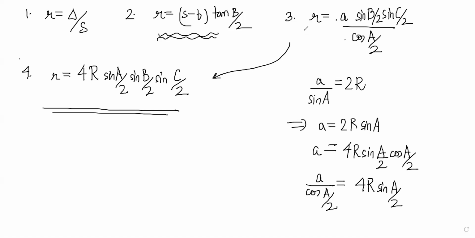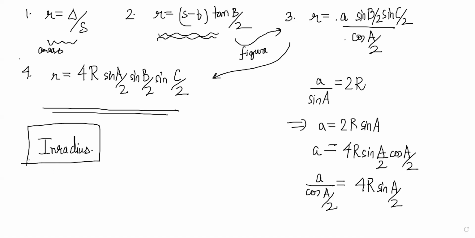Yes, sir. Understood. This was coming from this figure, but instead of writing s minus b, we're writing BD and CD, right? Yes, sir. And this was coming by area of the triangles AIB, BIC and all. These are the 4 results for inradius, which are important to understand and know how they come.